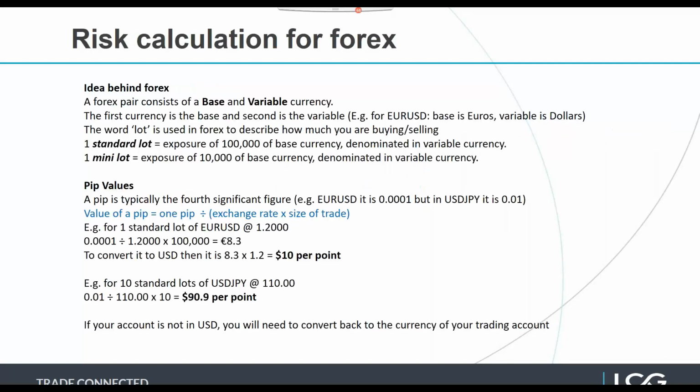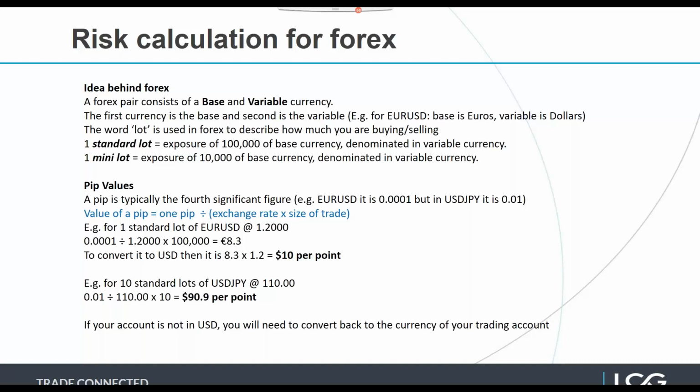All right, so this is where it gets a little bit painful. I'm sure you guys can handle it, so let's go for it. A quick one on the idea behind forex and what you're actually doing when you're trading forex. A forex pair consists of a base and a variable currency. Obviously there are always 2 currencies involved. The first currency is the base, and the second is the variable. So in euro dollar, for example, the base is euros, the variable is dollars.